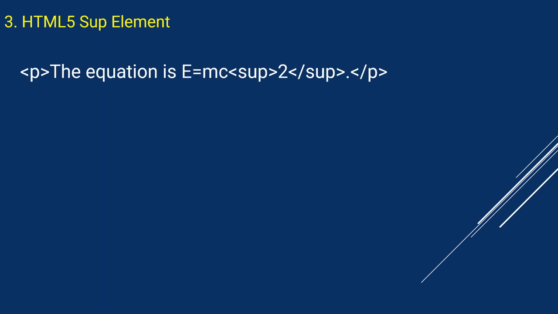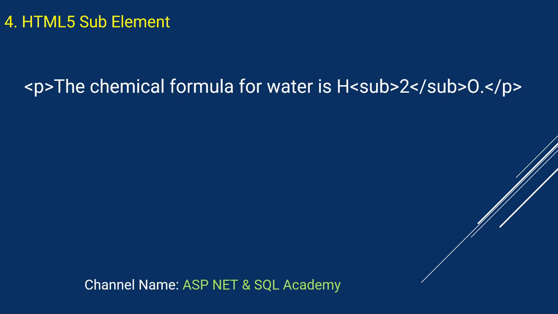The SUP element is used to define superscript text. It is often used to display mathematical equations or to indicate that text is a footnote. The SUB element is used to define subscript text. It is often used to display chemical formulas or to indicate that text is a footnote.